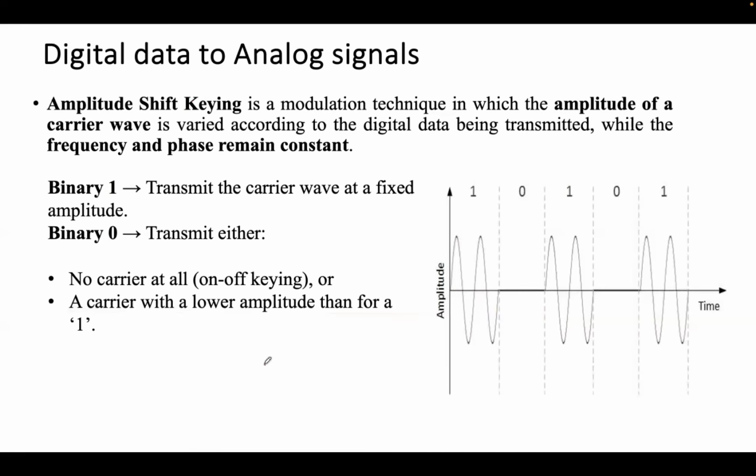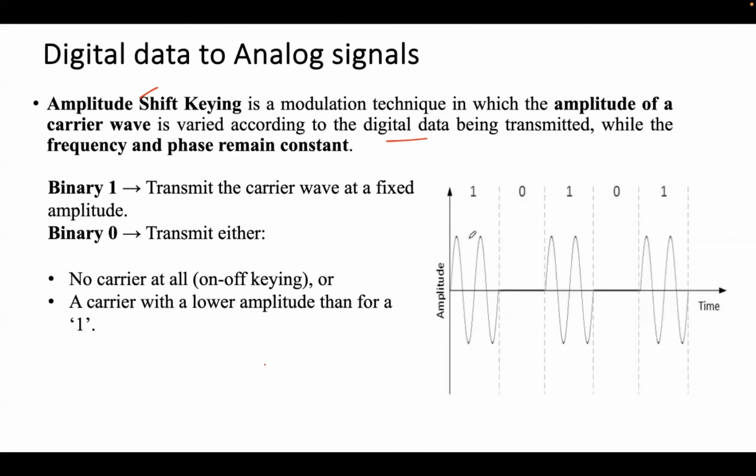Let us see the methods which come under digital data to analog signal conversion. The first method is amplitude shift keying, where, based on the digital data being transmitted, you can find variation in the amplitude of the carrier wave. Here our input data contains both 0 and 1. Assume that our input is 10101.